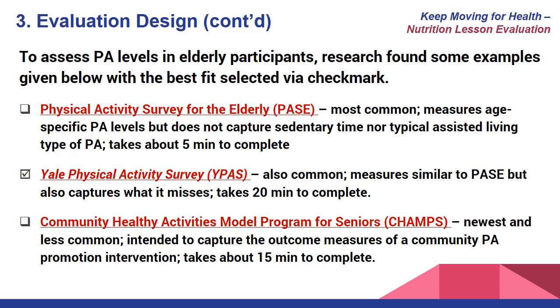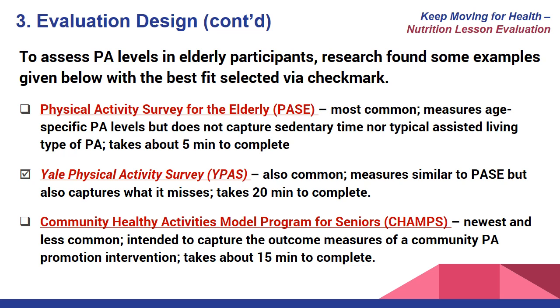The Yale Physical Activity Survey was the one I thought was the best fit in terms of a model. It's also very common. It's similar to the PASE, but it actually does capture what the PASE does not capture. That's why it takes a little longer, because it's capturing the sedentary time as well. But it is particularly pertinent to assisted living activities as well.